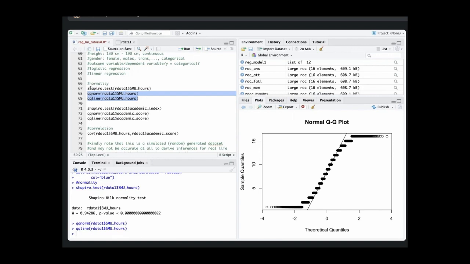And we used the Shapiro test, which is a more direct, simpler, robust way to understand if your variable is normally distributed or not, right?